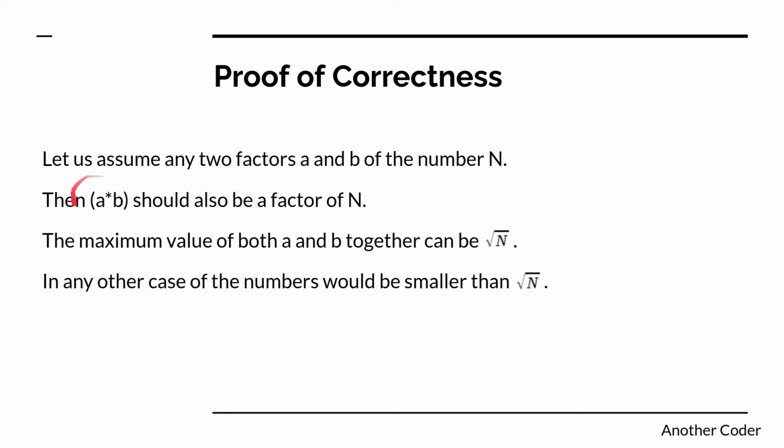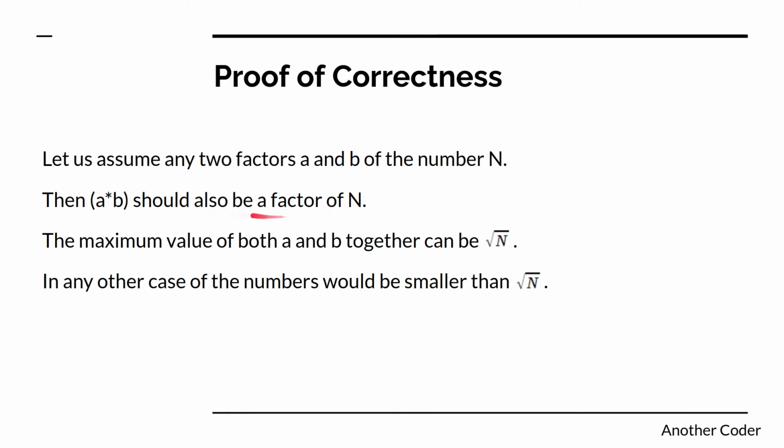Now if a and b is a factor of n and a into b is also a factor of n, now if we multiply both of them together, we observe that the maximum value of a and b together can be root n. This is the case in which both of them are maximum together, right? Why? Because if we take a equal to root n and b equal to root n, then this product will be equal to n. Now if I increase any one of the values further, then the product will be greater than n, and it will not be a factor of n.